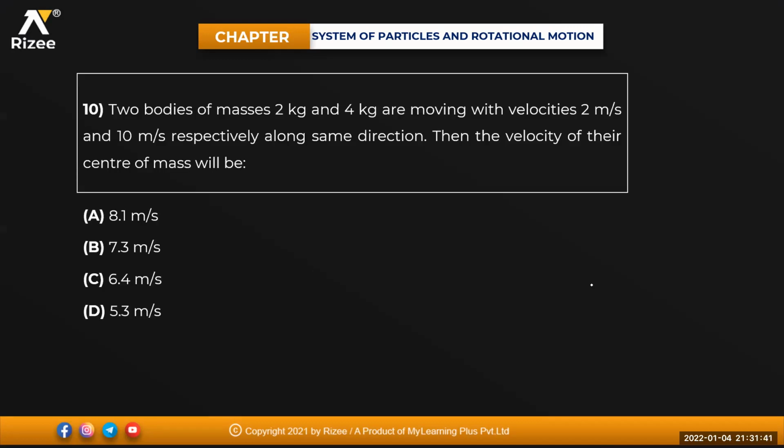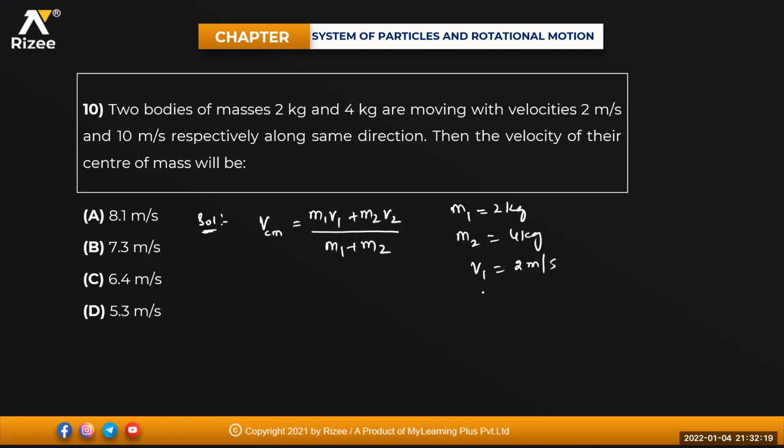Next. Now this question everyone should give me the answer. Two bodies of masses 2 kg and 4 kg are moving with velocities 2 meter per second and 10 meter per second respectively along the same direction. Then velocity of their center of mass will be equal to how much? VCM is equal to M1 V1 plus M2 V2 divided by M1 plus M2, beta. M1 is equal to 2 kg, M2 is equal to 4 kg, V1 is equal to 2 meter per second and V2 is equal to 10 meter per second along the same direction.